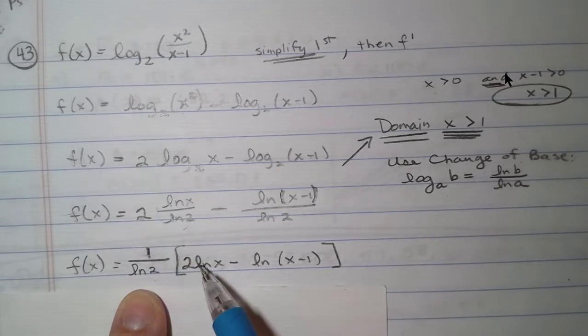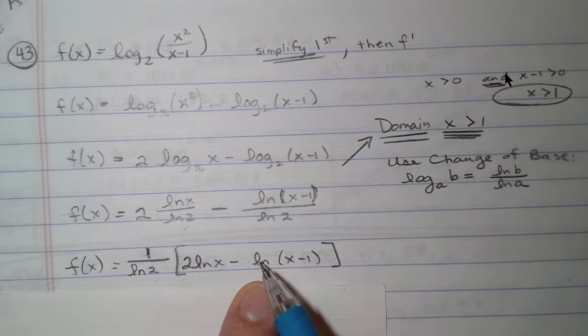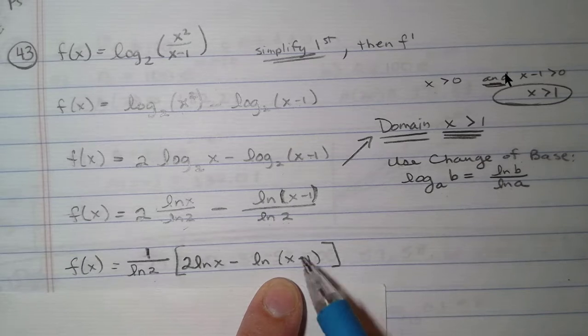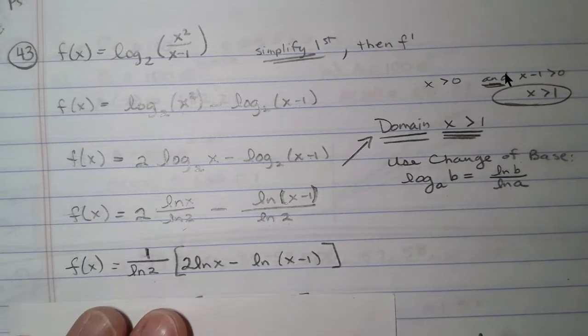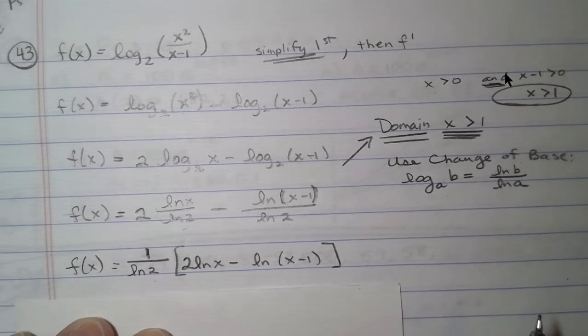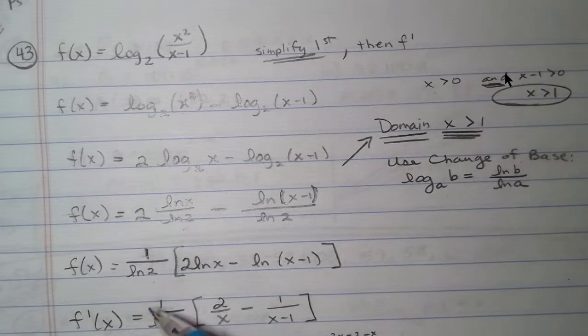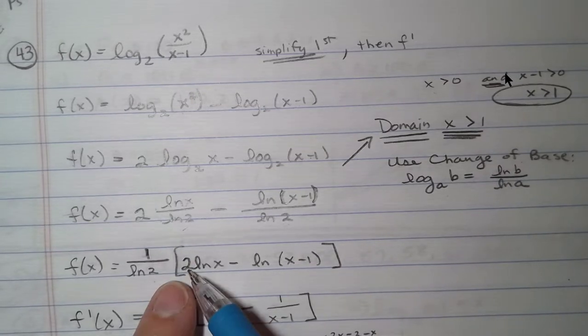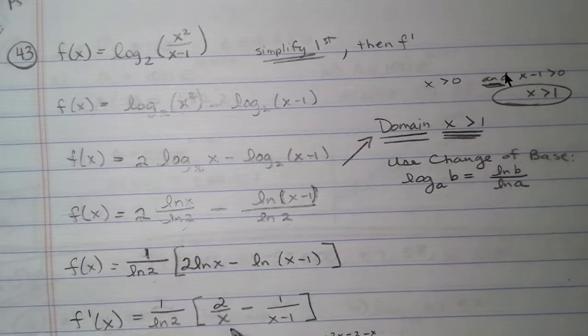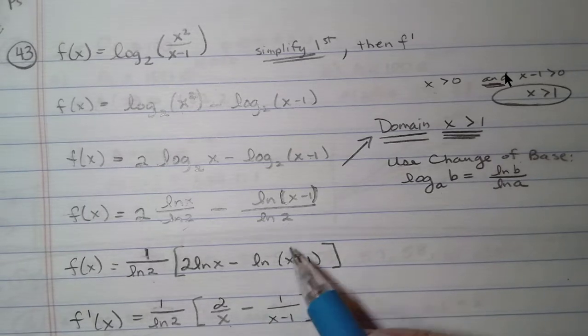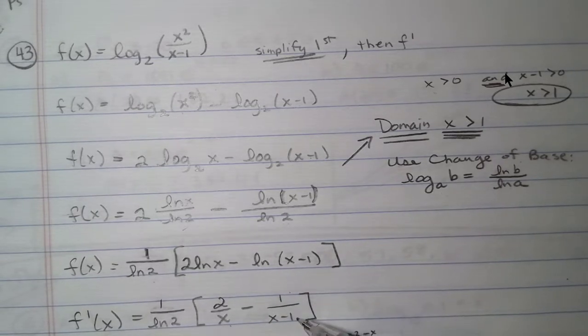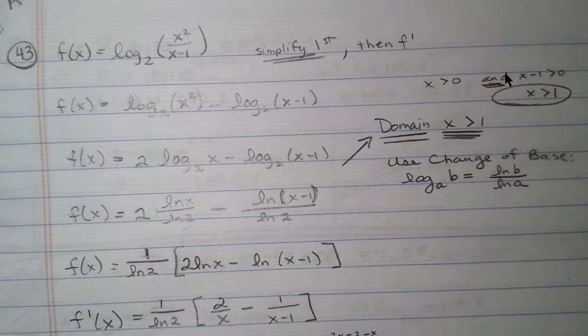That leaves 2 ln x minus natural log of x minus 1. That must be in parentheses. I still have not taken the derivative, but now I am ready to do it. This is my coefficient. 2 times the derivative of ln x is 1 over x, minus the derivative of ln u is u prime over u. So that is your derivative.